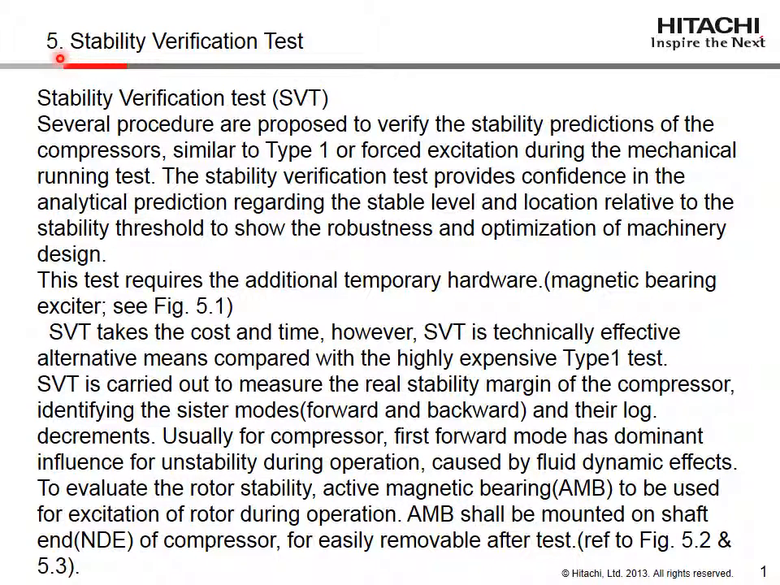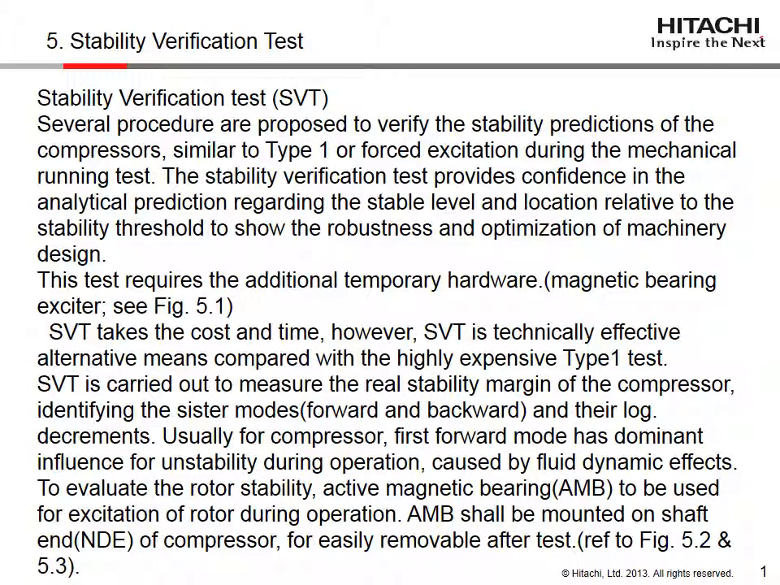Part 5. Stability Verification Test, SVT. Several procedures are proposed to verify the stability predictions of the compressors, similar to Type 1 or forced excitation during the mechanical run test. The stability verification test provides confidence in the analytical prediction regarding the stable level and location relative to the stability ratio, to show the robustness and optimization of machinery design.